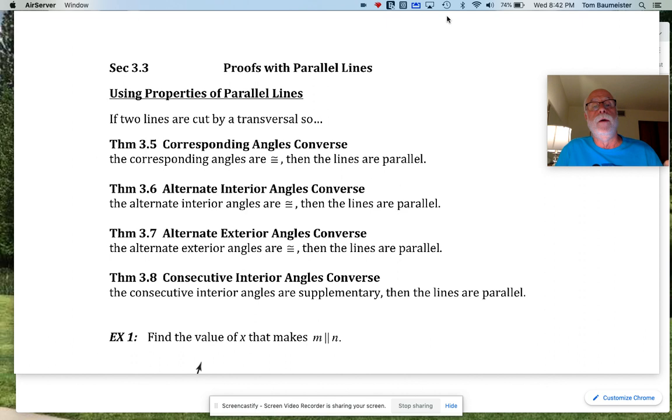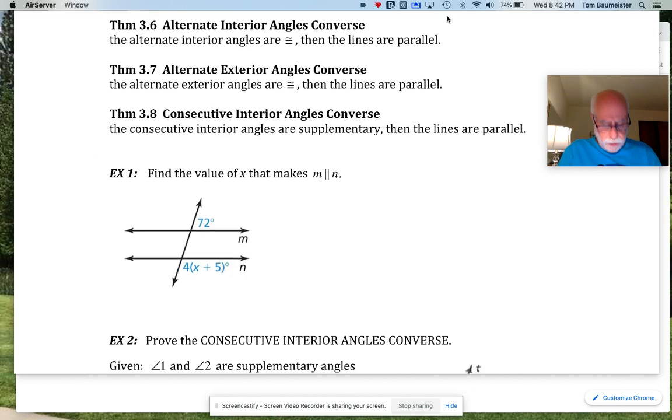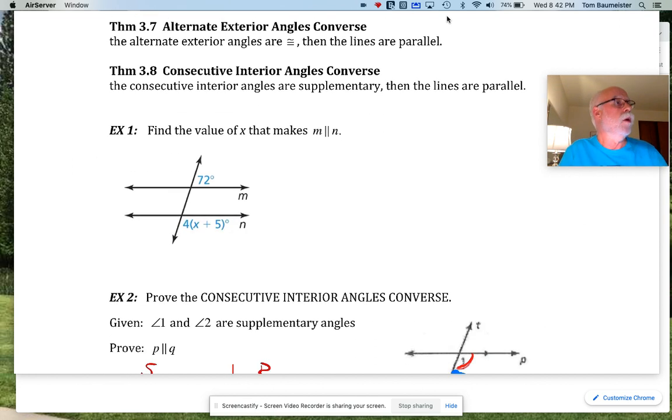Remember, the converse is switching the P and the Q. So if we had if P then Q, we have if Q then P. So again, we're taking the converse from the ones that we learned in section 3.2. All right, so let's go ahead and do a couple of these real quick for you.